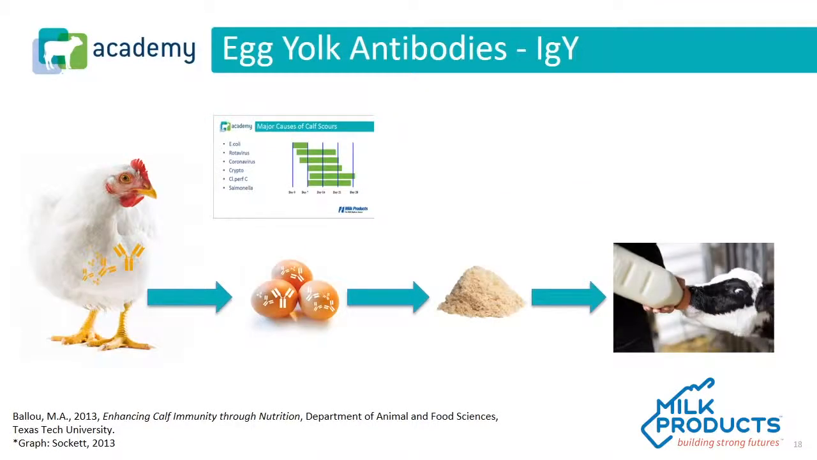This is a visual of the process for obtaining IgY, or egg yolk antibodies. As stated, the donor hens are vaccinated for the calfhood diseases discussed earlier in the presentation. They shed these antibodies in their eggs. The egg is made into a spray-dried powder, which is added to the calf milk replacer and fed to the calf.